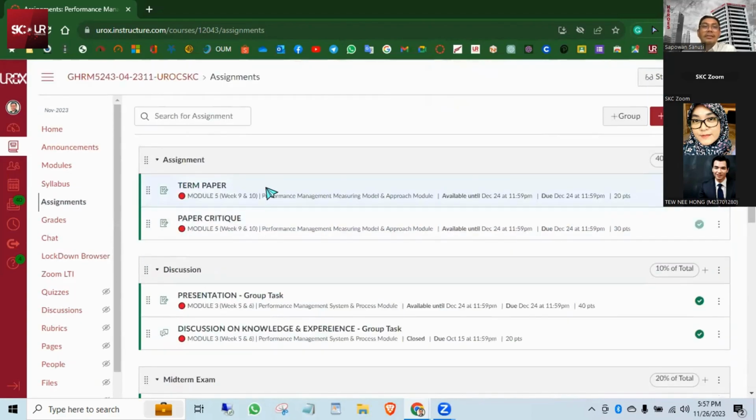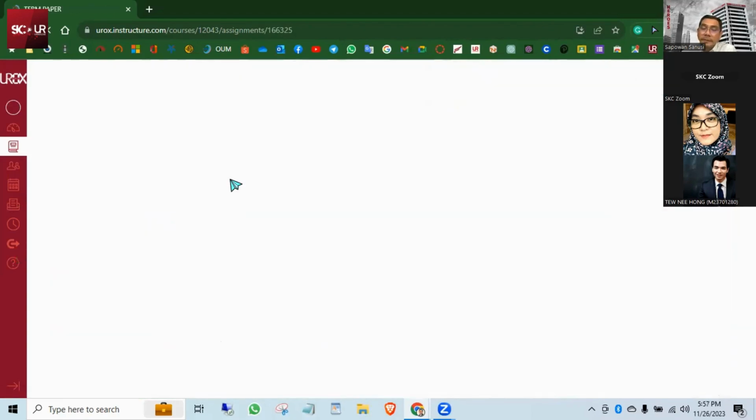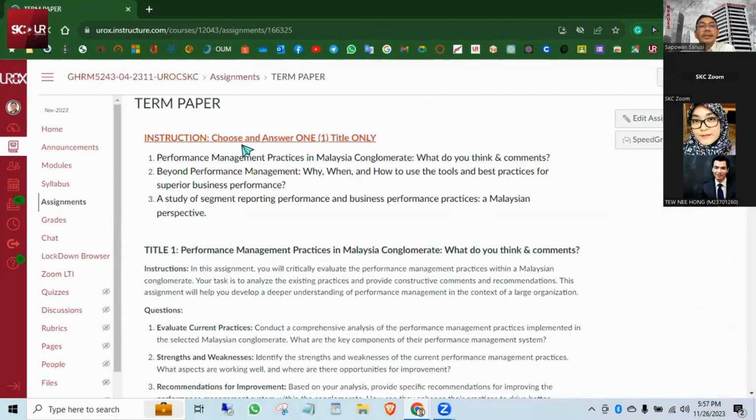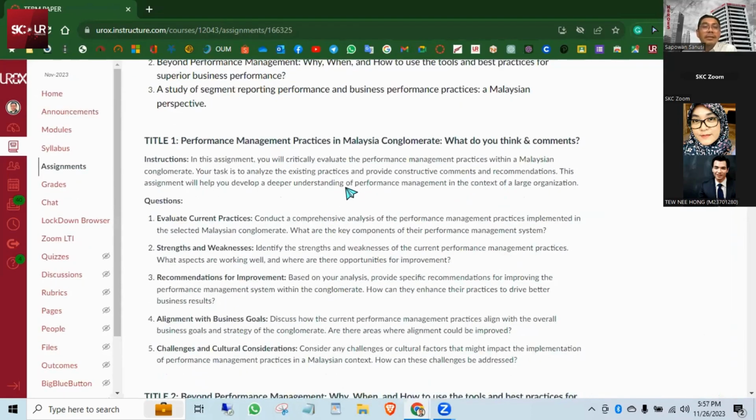Right. So for term papers, okay, this is the term papers. You need to choose one. This is not a group effort, this is very individual. So you need to choose one topic from these 3 topics, then you need to elaborate.